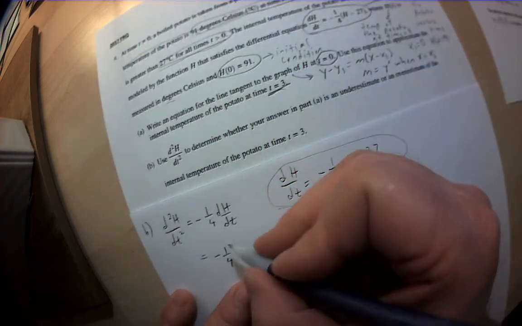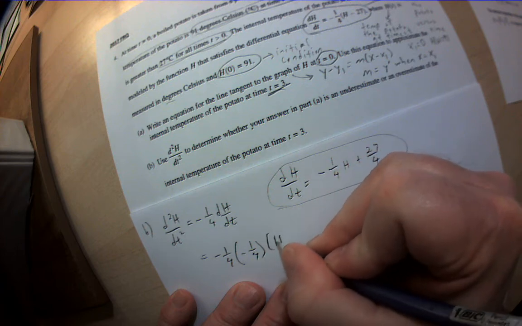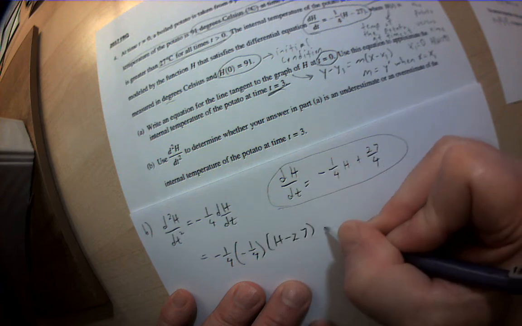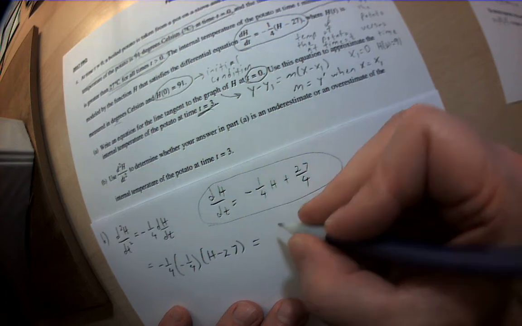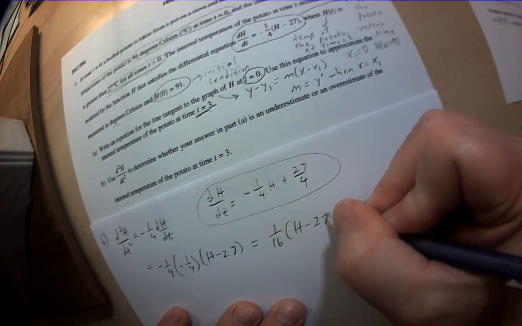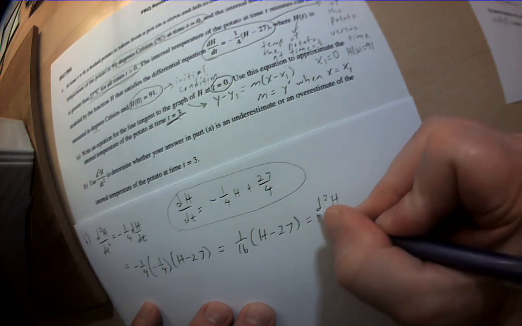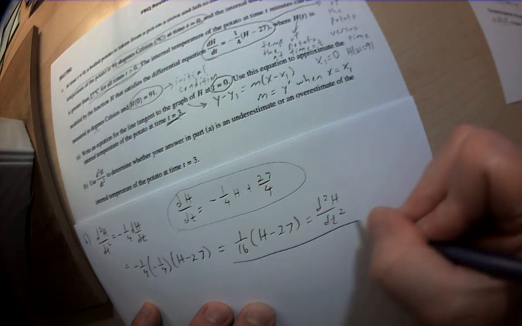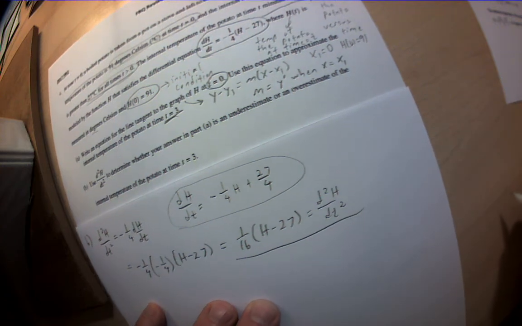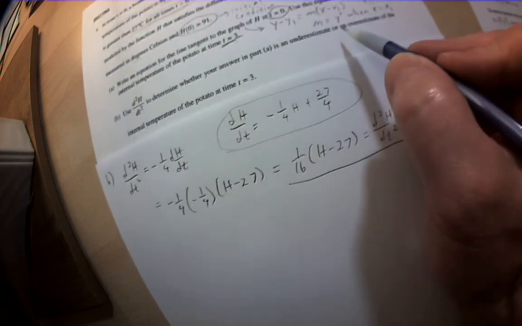It's right here. So that equals negative 1/4 times dh/dt. I'll use this expression here: negative 1/4 (h minus 27). So that equals 1/16 (h minus 27). That equals the second derivative. Okay, cool. All right. So now what are they asking me? They want to know, does it provide an underestimate or an overestimate?